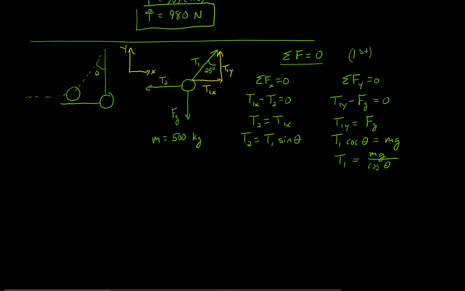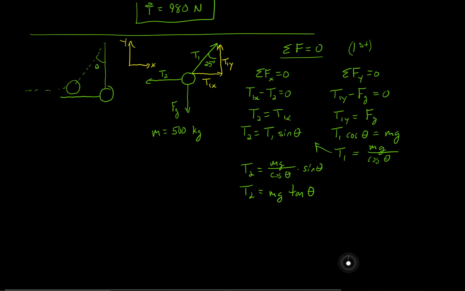Plug in your numbers, you'll get a value there. And then you take that value and plug it in here and calculate. I'm not going to do that because I don't want to calculate, but we would plug that in there. So T2 algebraically is going to be mg over cosine theta, times sine theta. And I can simplify this. Sine over cosine is tangent. So it's mg tangent theta. Anyway, you can just plug in your numbers there. And that's how we'll deal with that. Let's do one more.